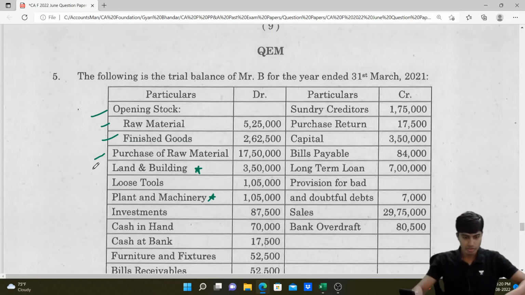Done. Then land and building 3 lakh 50. This will come in the balance sheet, asset side. Straight away I'll write it in the inner column. We'll wait for the adjustment of depreciation and then post it out. So land and building is 3 lakh 50.